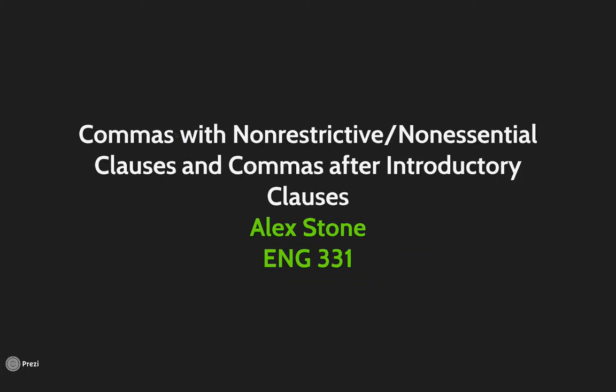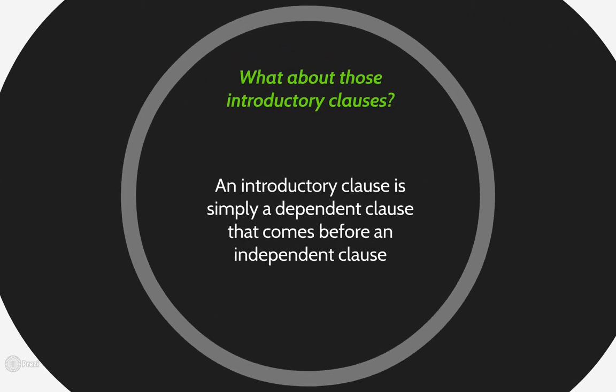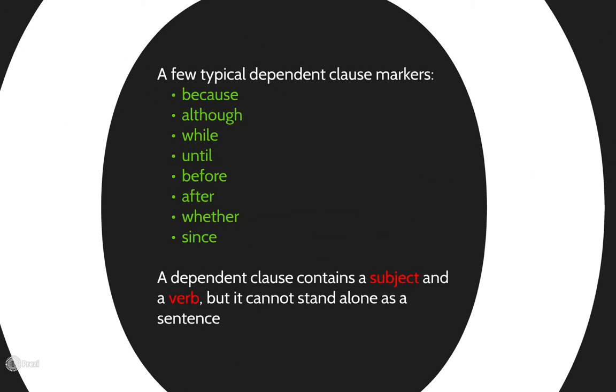So moving on, what about commas after introductory clauses? An introductory clause is simply a dependent clause that comes before an independent clause. These dependent clauses can often contain a subject and a verb, but they cannot stand alone as a sentence by themselves. A lot of times these dependent clauses are started with some of these markers that are shown in this list, such as although, until, after, or since.